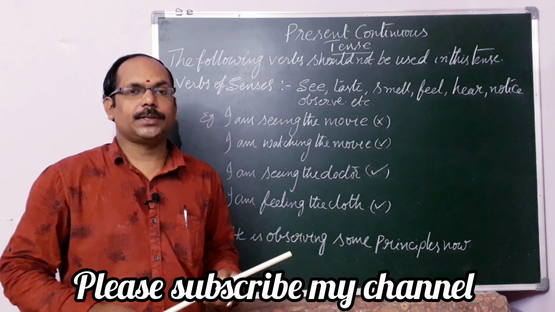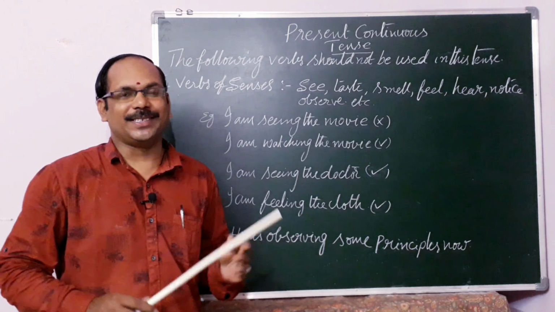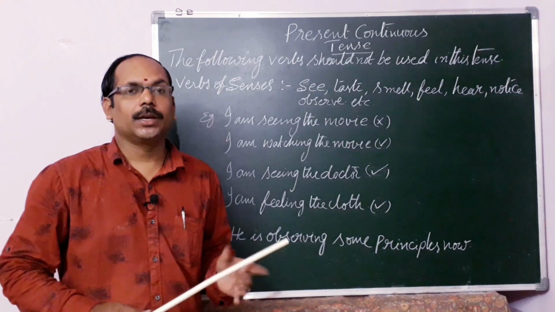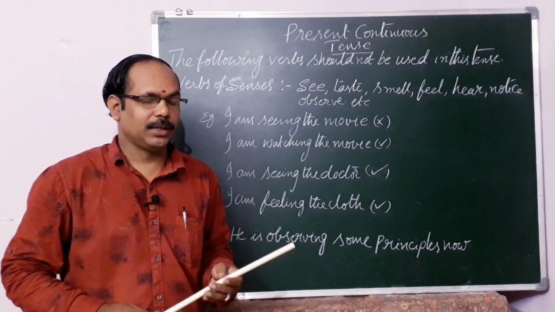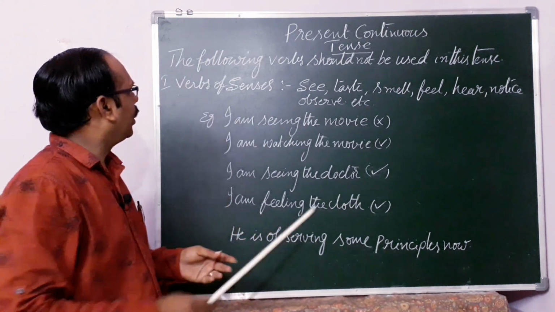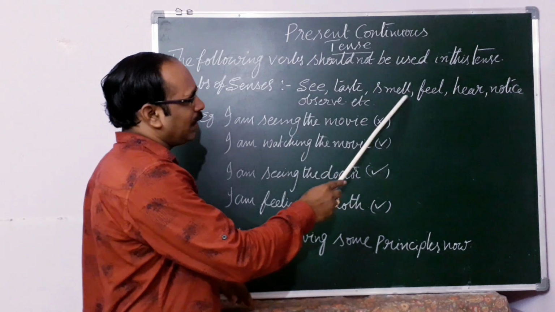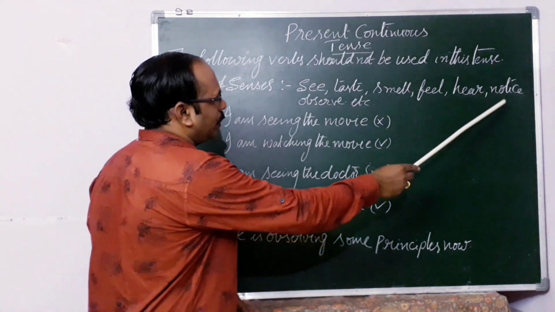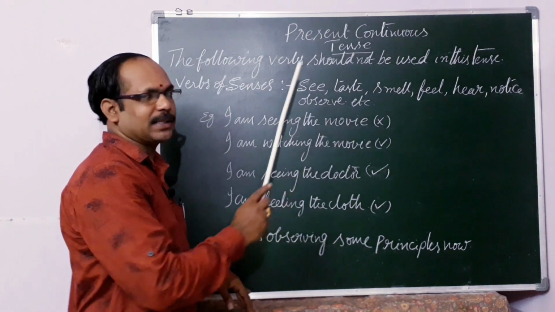My dear students, some verbs should not be used under this tense, under this present continuous tense. What are they and why don't we use it? Just see. Verbs of senses: see, taste, smell, feel, hear, notice, observe. Senses, verbs of senses, regarding senses.